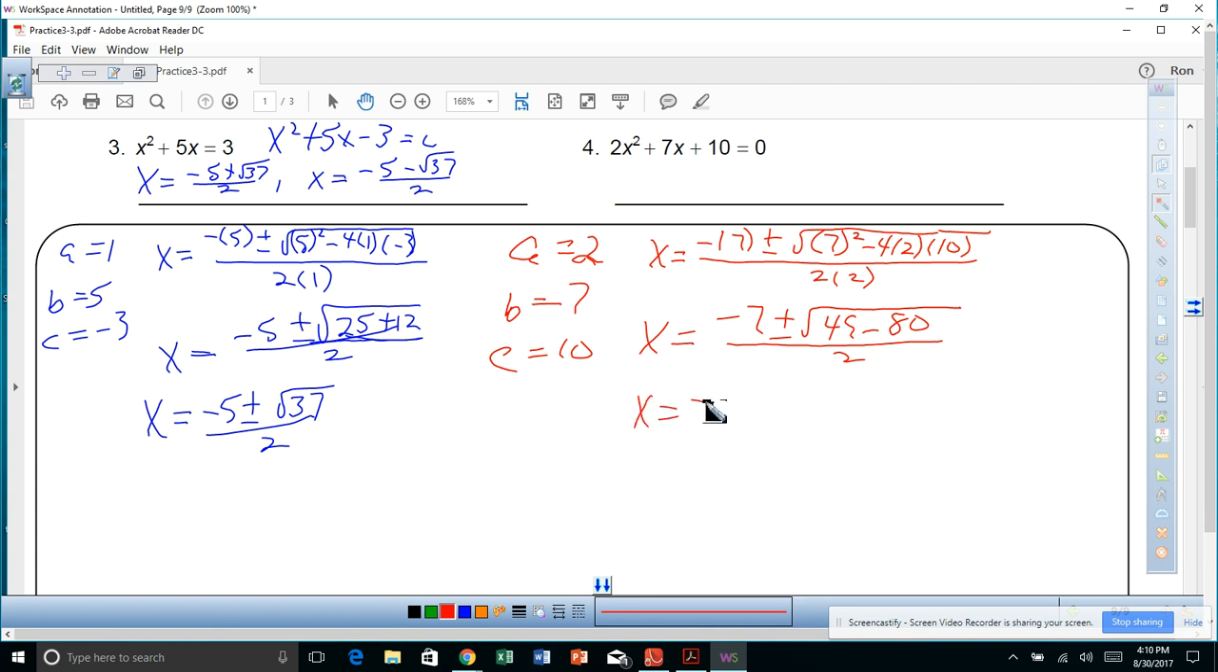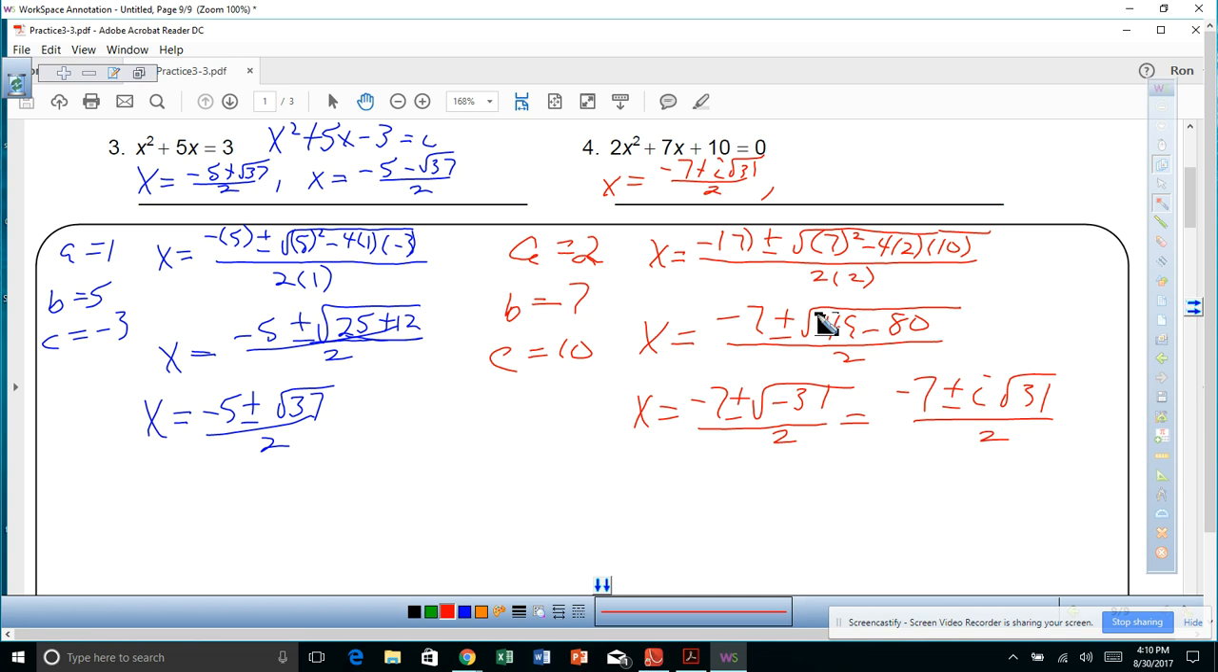X equals negative 7 plus or minus the square root of, that's going to be negative, let's see, 31 over 2. Well, negative 7 plus or minus, I can take the negative 1 out, so that's going to give me i times the square root of 31 over 2. And that's all I can do with it. So I got x equals negative 7 plus i times the square root of 31 over 2.